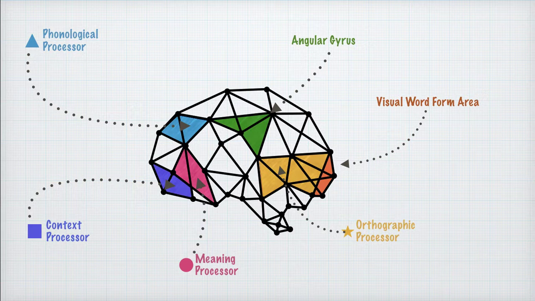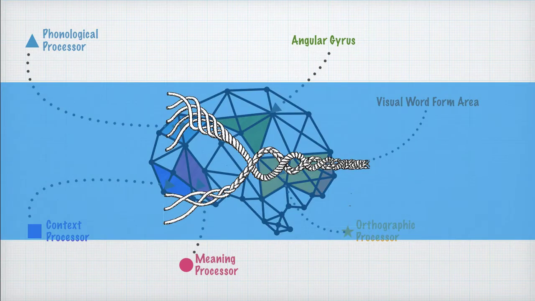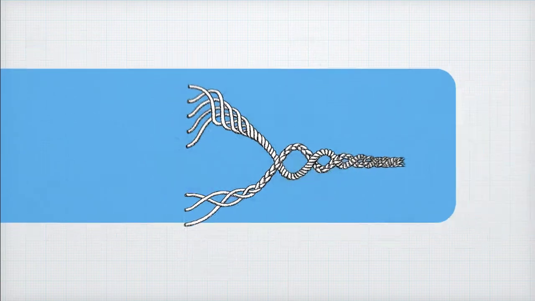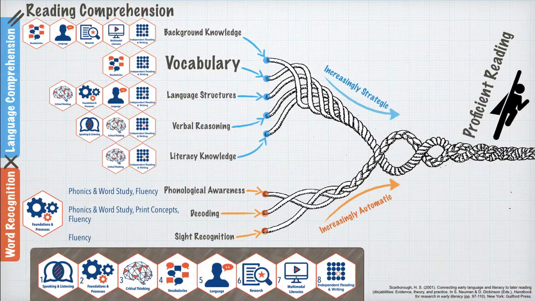The final step here is that we have Scarborough's reading rope, which helps us to understand in more detail what's happening in the reading process. And we have our foundational skills that are at the bottom strands of the rope: the phonological awareness, decoding, and sight recognition. And as you see the arrow to the right that says increasingly automatic, a beginning reader has to have those foundational skills in place in order to become fluent and automatic.